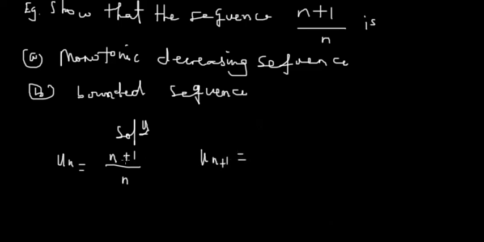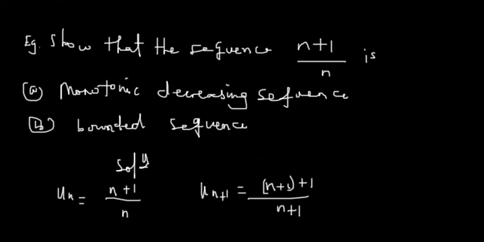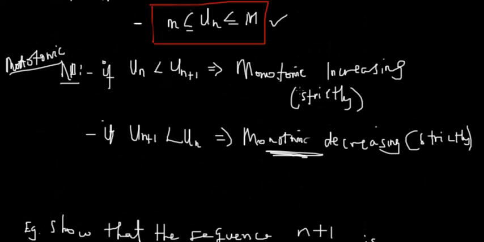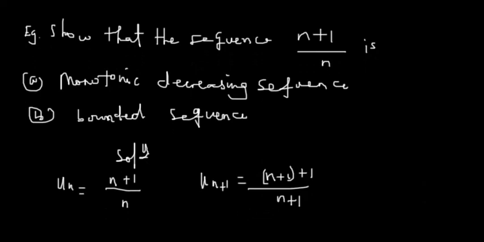So for un plus 1, you just add 1 to the n. So we have n plus 1, okay, plus 1 divided by n plus 1, okay, right. So all you have to do is just try and simplify this, okay. So from here we are told that this will give us increasing monotonicity, okay, and then un plus 1 being less than un will give us monotonic decreasing, okay.